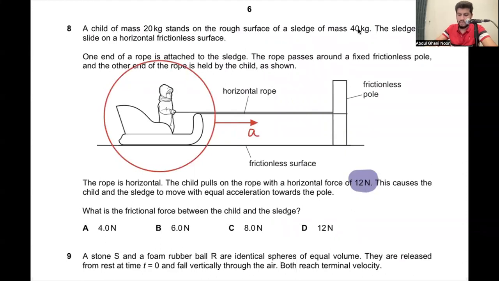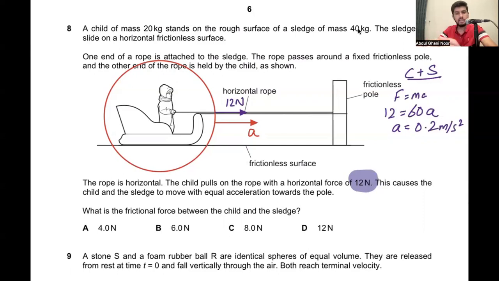Now, as far as the total system is concerned, the child and the sledge, the total force that they experience is 12 newtons. So I can say F is equal to ma for the child plus the sledge. The total force that the two experience is 12 newtons according to Newton's third law. The total mass is 60 and the acceleration is a, which means a is equal to 0.2 meters per second squared.